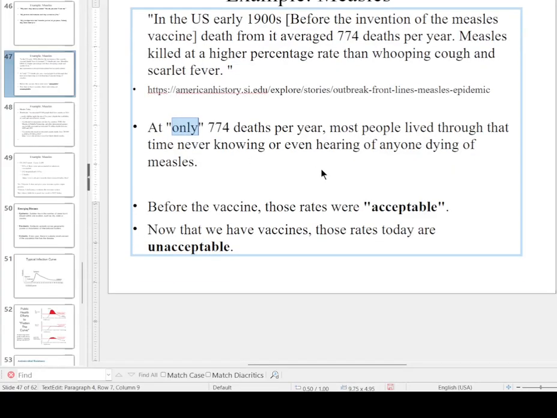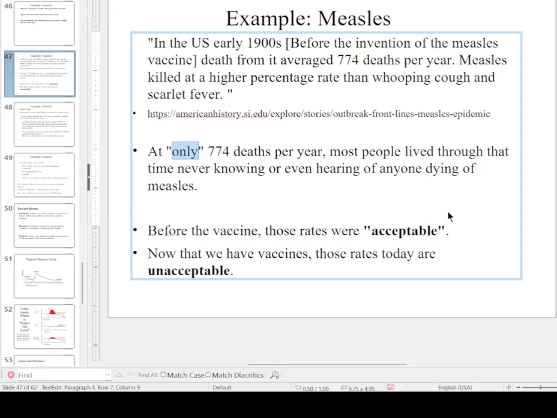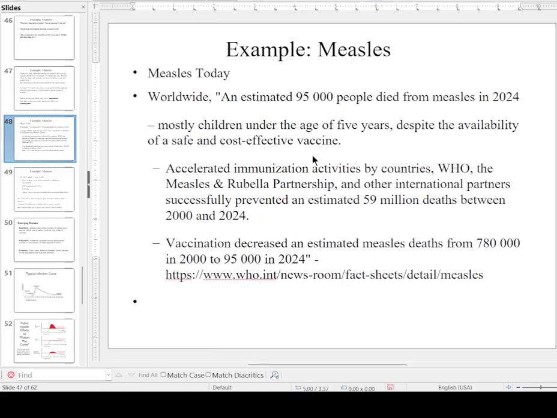Now, before vaccines, there was nothing that could be done. It just happened. It's just a part of growing up, a part of being a kid. So back then, this many deaths from this disease was acceptable, only because there was nothing they could do. But now we have vaccines, and now these numbers are unacceptable. Somebody who lets this many people die from a preventable disease will get fired.